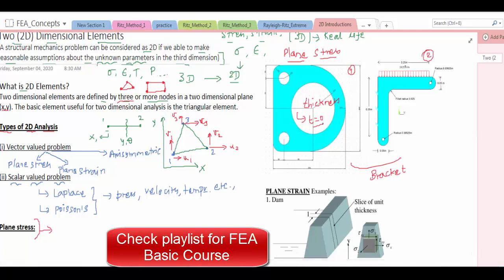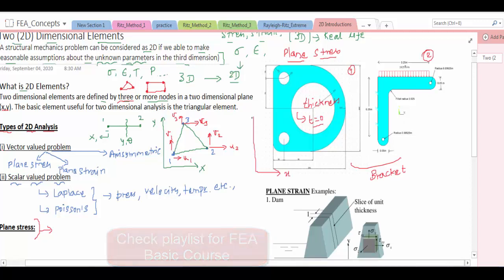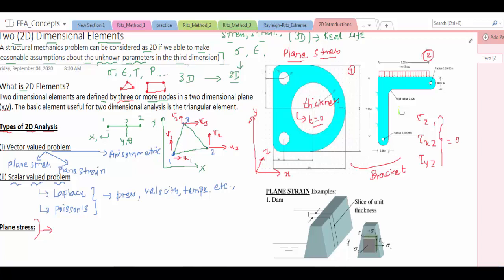So that is called a plane stress problem. And one more thing, if you take this geometry in the XY plane, the Z direction is completely negligible. That means the stress produced, sigma Z, and the shear stresses tau XZ and tau YZ are assumed as 0 for the plane stress condition. Okay, so this is a very important concept. And the next one is the plane strain concept.